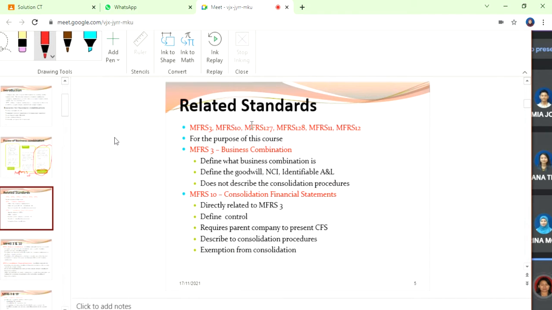This is when you have other forms of investment. So when a company invests in the ordinary share capital and it leads to control, then you refer to MFRS 3 and 10. But if it doesn't lead to control, then you refer to the rest of the standards. So all these standards are related to the topic of business combination, depending on what type of investment.